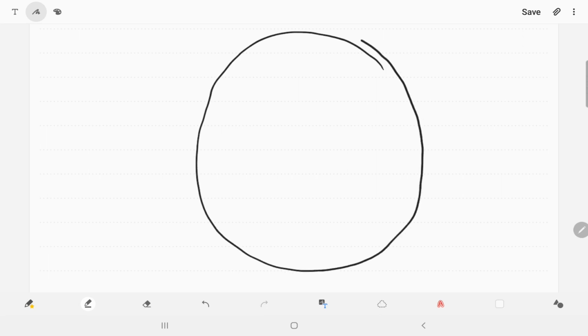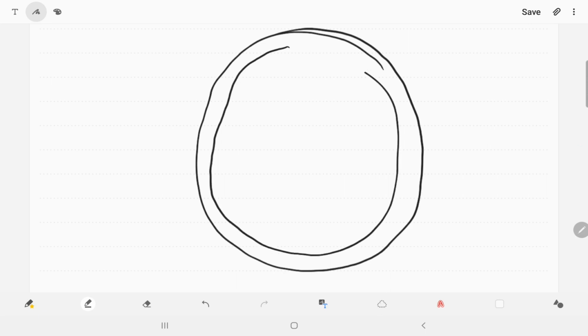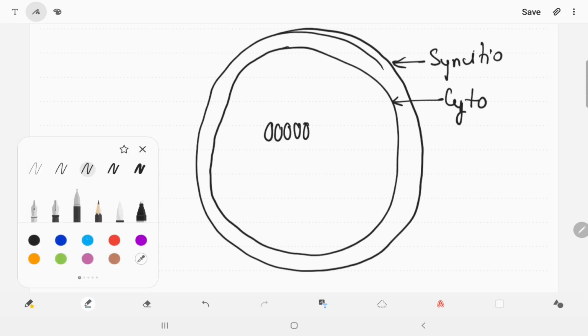So yes, now what I'm drawing is, I told you that the outer layer is the trophoblast, which is further divided into the syncytiotrophoblast and the cytotrophoblast. So I can take this as the syncytio and this is the cyto. What am I drawing? I am drawing a zygote, or a blastocyst, and I am trying to show you the further development. And I told you that the inner portion was the inner cell mass, right? This was the inner cell mass.